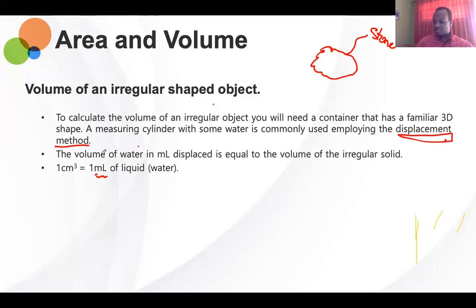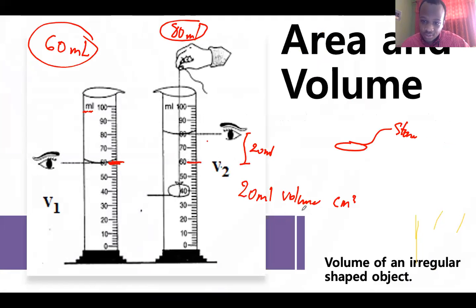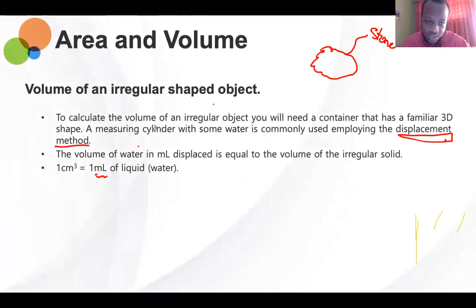Any questions? Sir, the stone will measure 20 centimeters? Yeah, the volume of the stone would be 20 centimeter cube. So volume of stone is 20 centimeter cube. Remember that 1 centimeter cube is equal to 1 milliliter. Right? Any questions? No, sir.